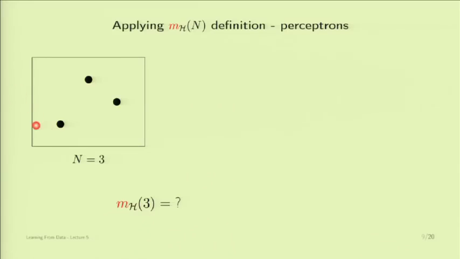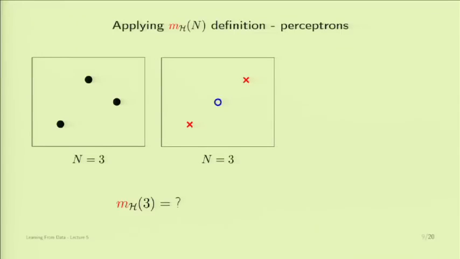And then I can have my hypothesis sitting here, that will make them all plus 1, or I can have it sitting here where it makes them all minus 1. That's 8. That's all of them. The perceptron hypothesis is as strong as you can get if you only restrict your attention to 3 points. Okay? So the answer would be what?